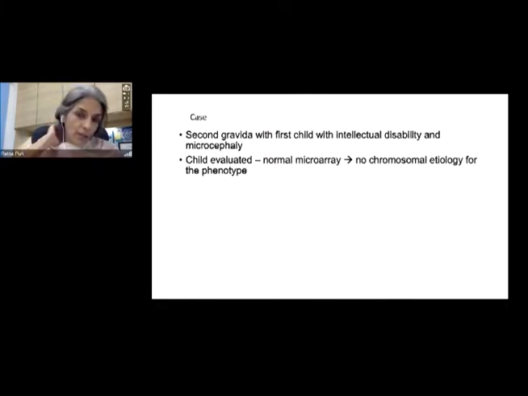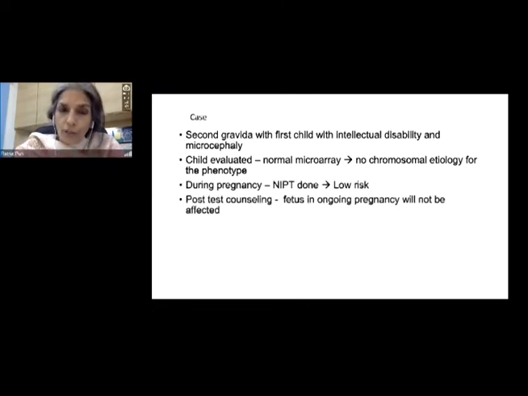And finally, does NIPT exclude all disorders? And I'm really going to show it to you by this actual case where this is a second gravida where the first child had intellectual disability and microcephaly. Very correctly, the child had been evaluated to some extent. The microarray was normal. So we know that there is no chromosomal etiology for the phenotype. But it doesn't exclude all genetic disorders, because beyond the chromosomes, we know that there are 20,000 genes, and abnormality in one of those 20,000 genes could be responsible for the phenotype.